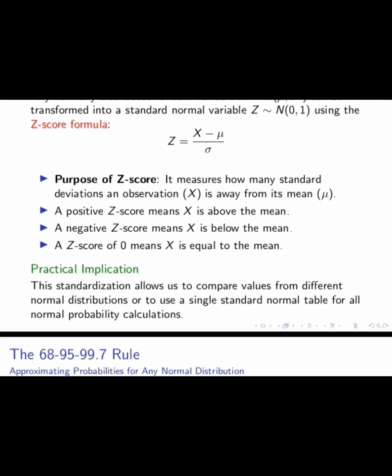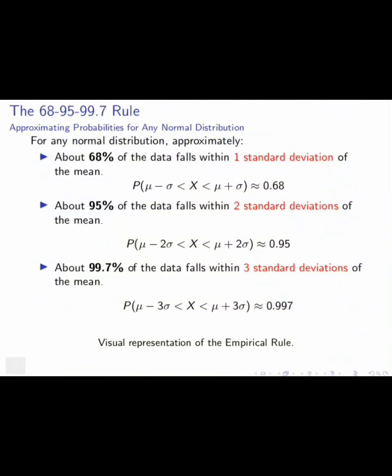And there are practical implications to this. The standardization allows us to compare values from different normal distributions, or to use a single standard normal table for all normal probability calculations. So those are the practical implications. Are you getting it? Now we have the 68, 95 and 99.7 rule.